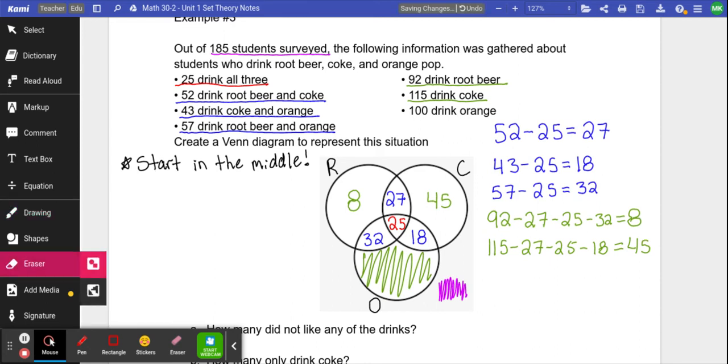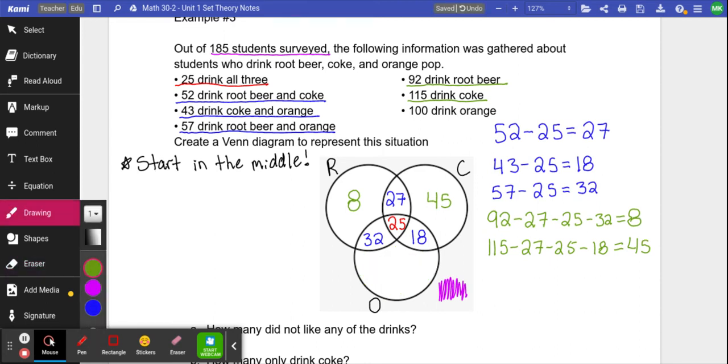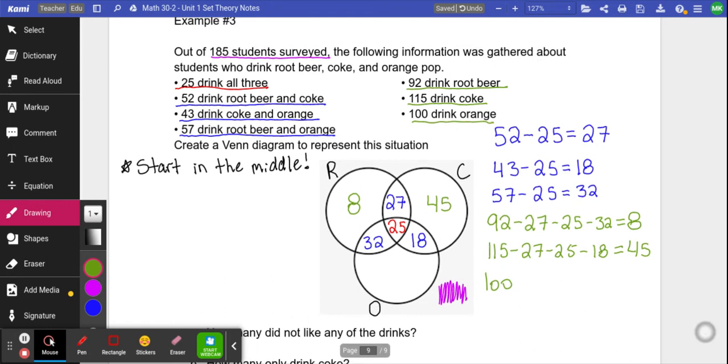And our last one would be orange. Again, it's only drink orange. So I'm going to take those 100 people who drink orange, and I'm going to subtract all of these numbers that were already inside that orange circle. So 100 minus 32 minus 25 minus 18 for a total of 25 people who only drink orange pop.